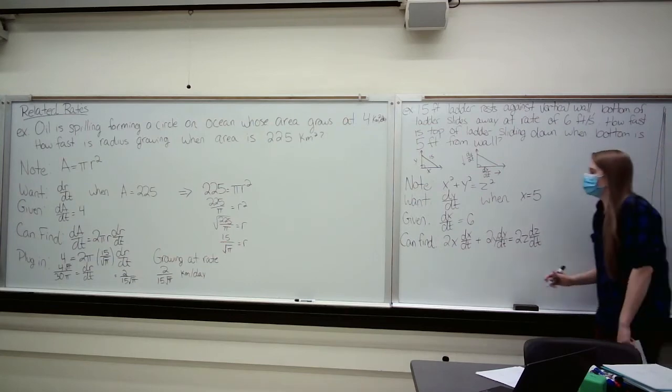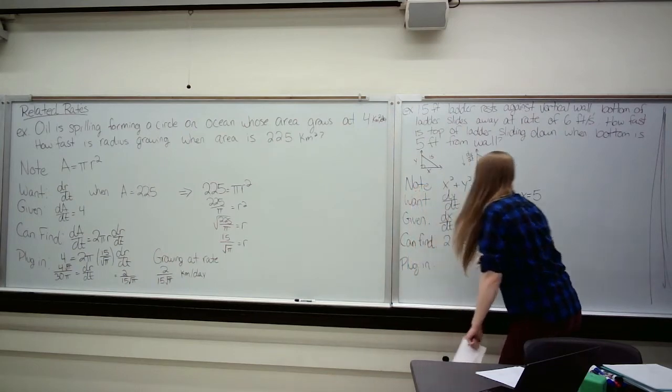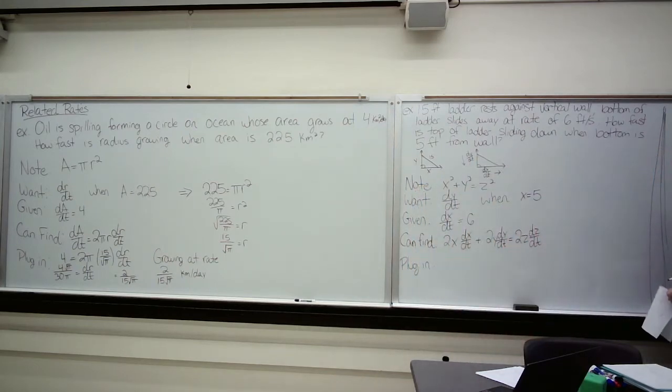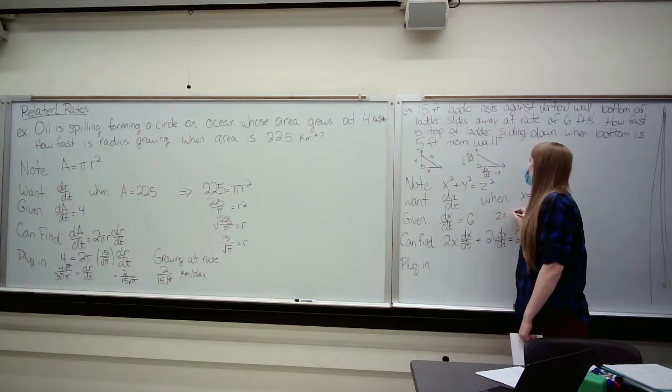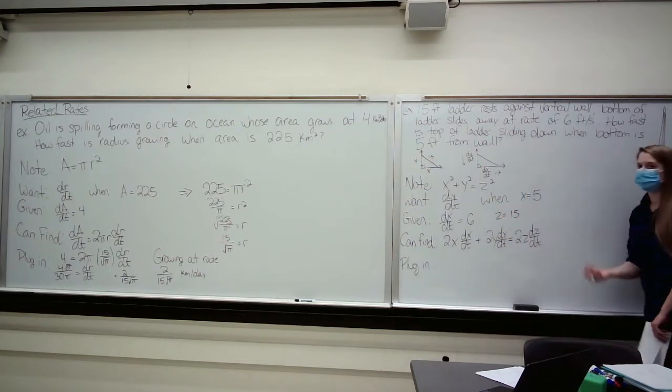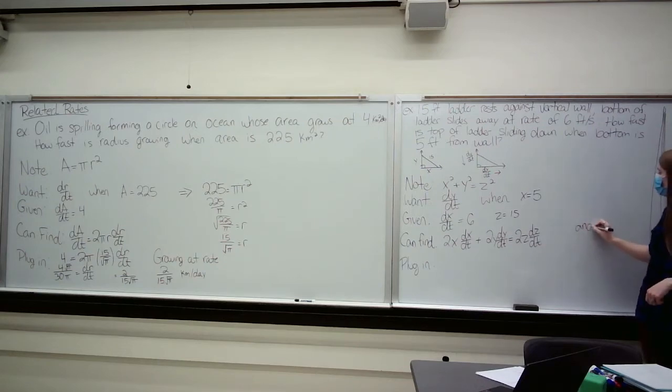Okay, cool. Well, the last thing I do is plug in. But do I have everything that I can plug in yet? I have an x. I also know I have my z here, so z equals 15. No y. I don't have a y yet. But can I find my y? How do I find y? If I have an x and I have a z, how do I find my y? I can substitute into my original equation.